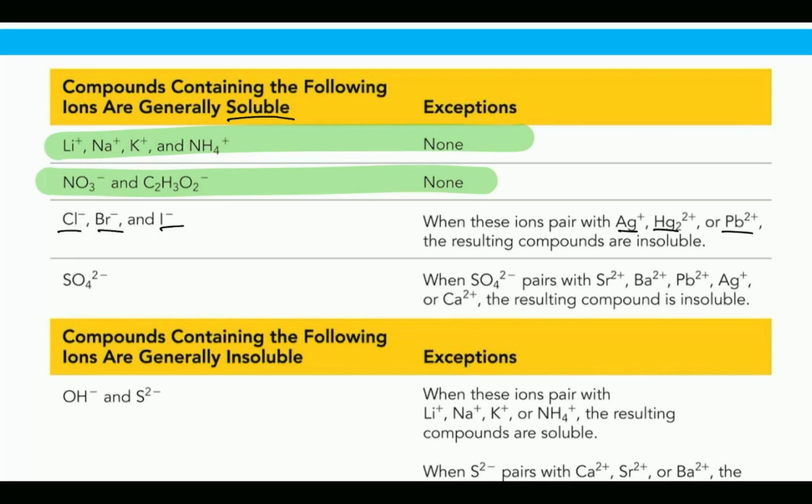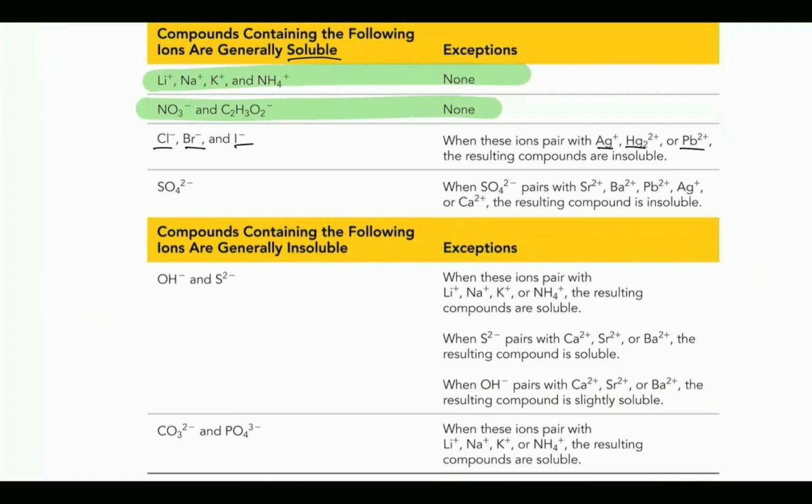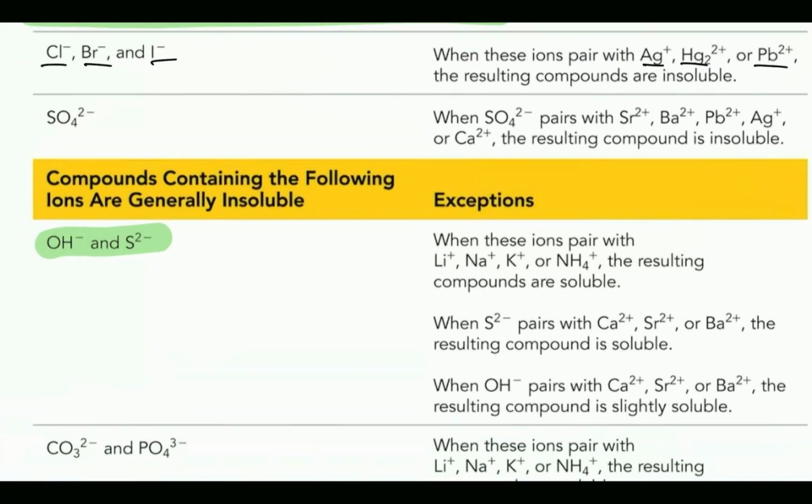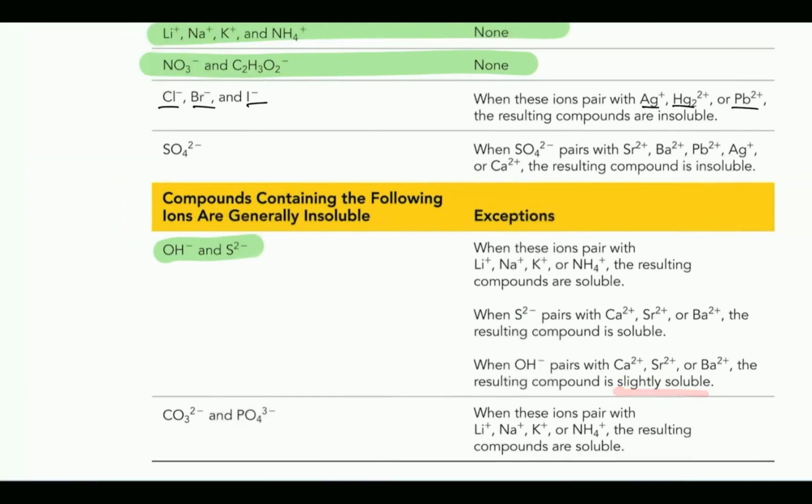On the other end, I don't need to go through all these. These are ones that you should also remember. Hydroxide and sulfide for the insoluble compounds. Because for the most part, the exceptions are lithium, sodium, potassium, and ammonium. Sulfide, though, will form soluble compounds with calcium, strontium, and barium, alkali earth metals, second group. And hydroxide with calcium, strontium, and barium also will be slightly soluble.